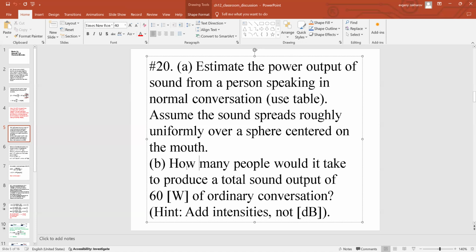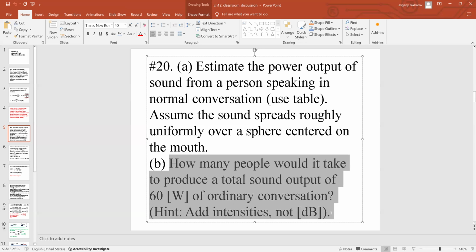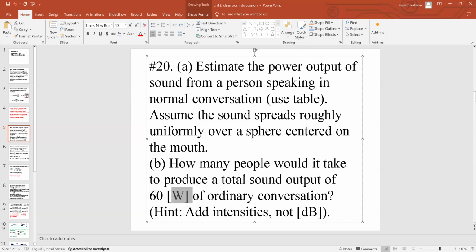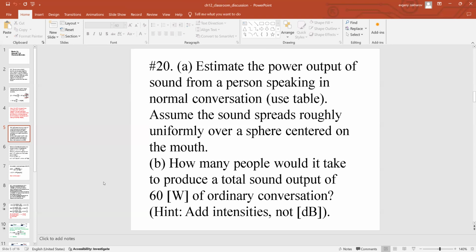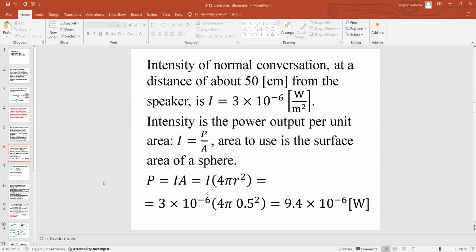And the second question is, how many people would it take to produce a total sound output of 60 watts of ordinary conversation? See how you have to add intensities, not decibels, because we're talking watts. Let's see what we have here.